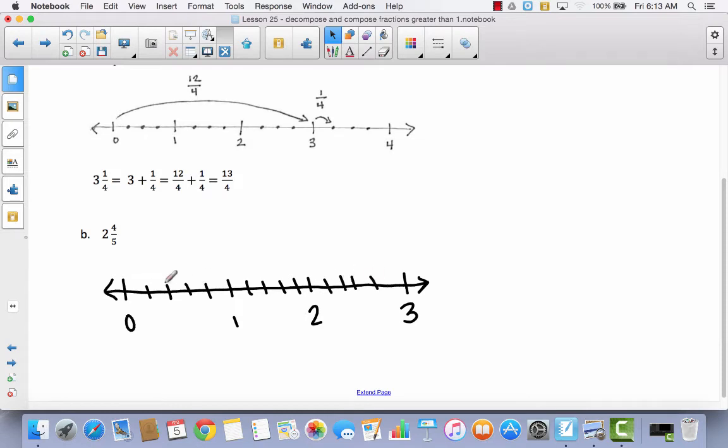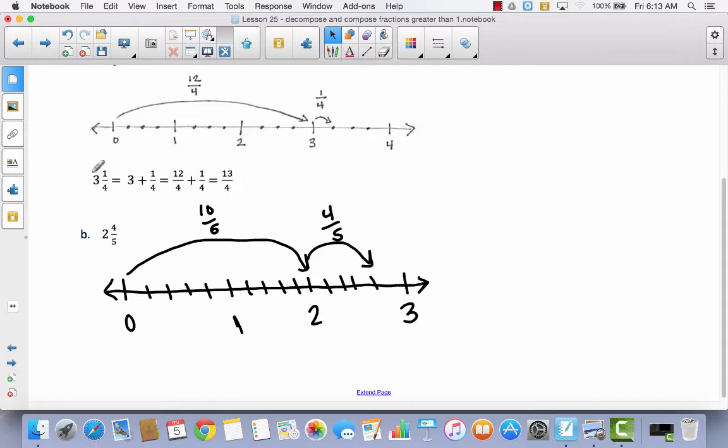Okay, so you can see if I go from 0 to 1, how many fifths would that be? That would be 5 fifths, right? So let's just say if I went from 0 to 2, that would be 5 fifths from 0 to 1, 5 fifths from 1 to 2, so that would be 10 fifths. And then from 2 to 2 and 4/5 would be 4 more fifths.